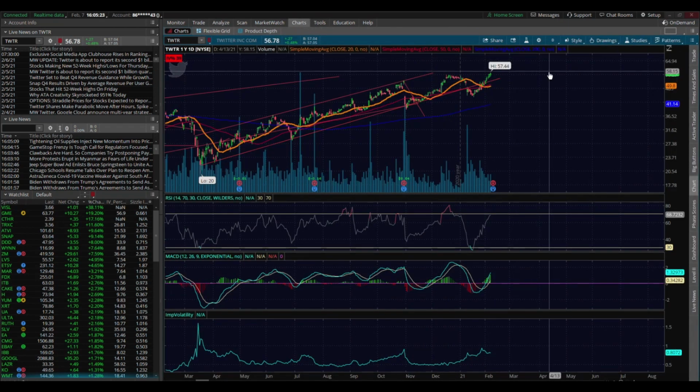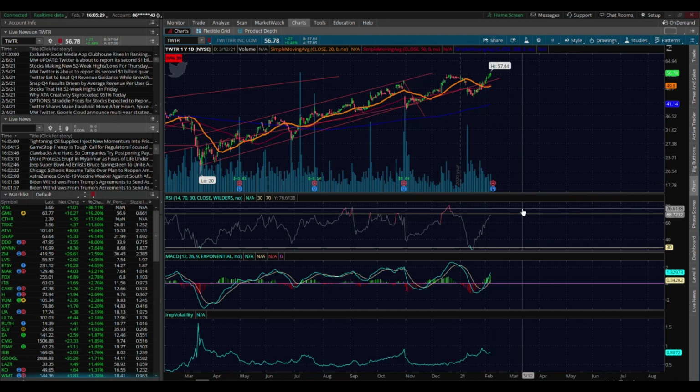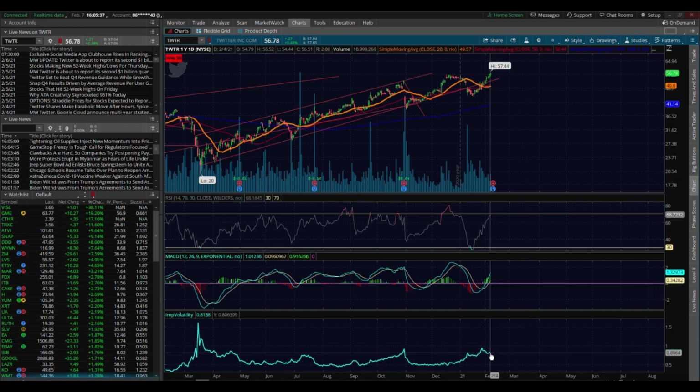Okay, so you can see here's Twitter, the chart. We have earnings next week on 2/9/21. In my view here, I have the chart on the daily, and I have the RSI, and I have a MACD, and I have the implied volatility down here.